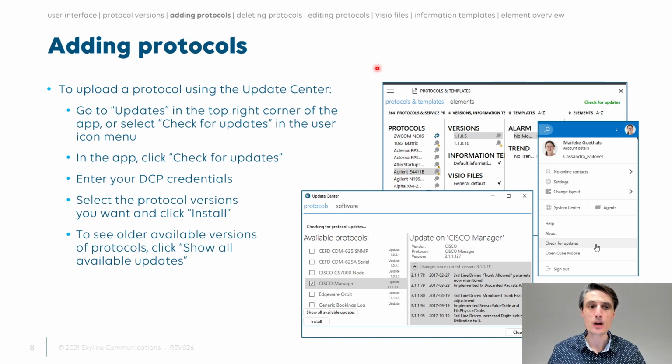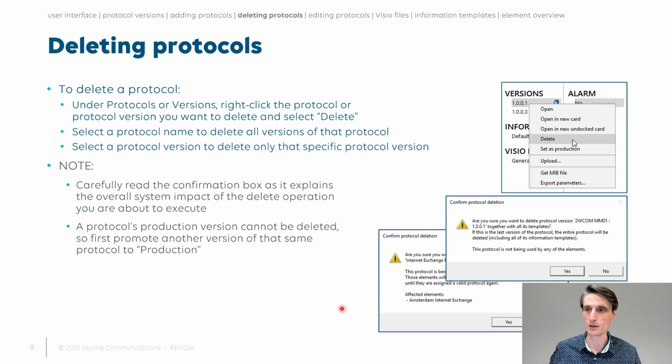Okay, so adding a driver, either you go manual or you check for the updates. Once you have a new version on there, you can check it on one element. If you're happy with it, then you can just set it as production and have all of your elements using that new production version that you selected. The updates show all available updates. Not all the updates will be shown, so you can show all the updates by clicking on this button.